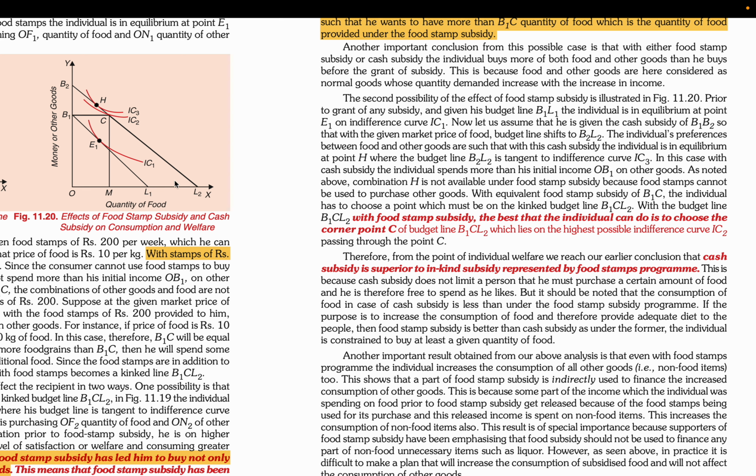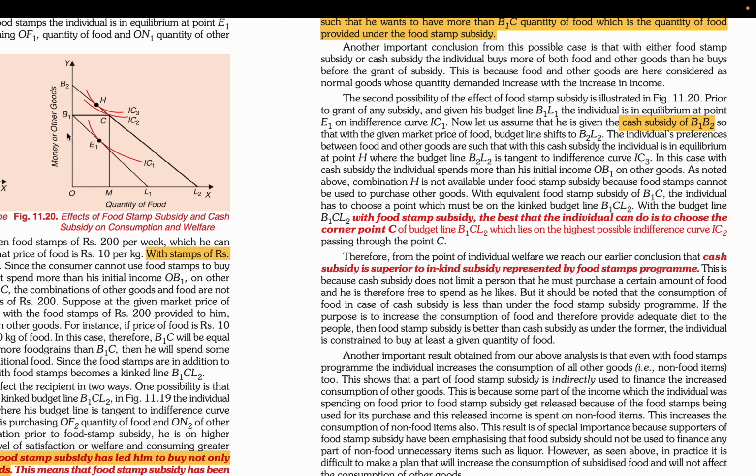The individual's preferences between food and other goods are such that with this cash subsidy, the individual is in equilibrium at point H. So because he's getting the cash subsidy of B1 B2, because of this increase in money that he has, the individual is in equilibrium at point H, at this level H, where the budget line B2 L2 is tangent to the IC curve IC3. In this case, with cash subsidy, the individual spends more than his initial income OB1 on other goods. Right? So he's going to spend this much level. So this is more than OB1 level, right?